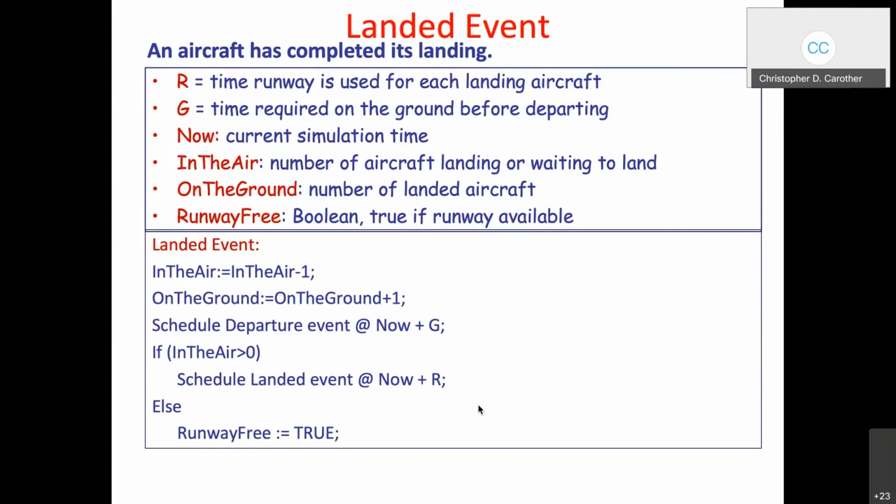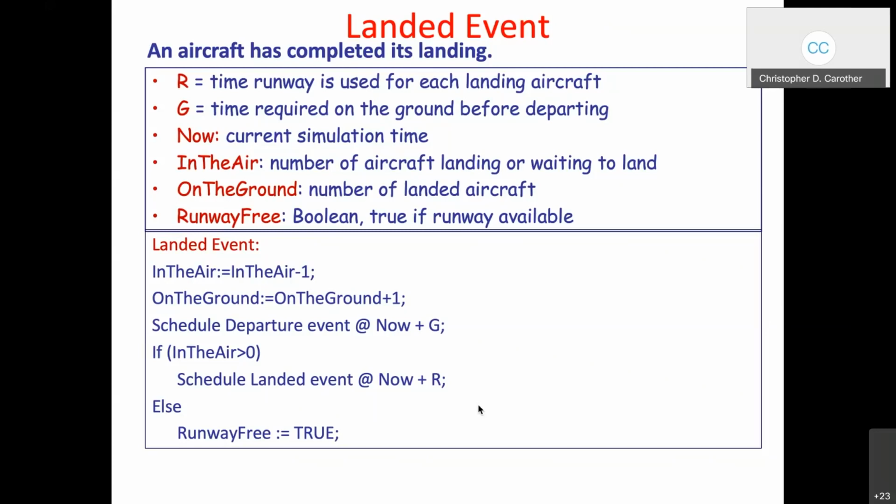Then here's where we actually schedule the next landing event, you'll note. So if in the air is greater than 0, we'll schedule the landing event at time now plus r. So we know that the runway is still going to be busy, but we're going to hold it busy if there's something else in the air to come down. And so that's what that logic's doing there. We're scheduling it for now plus r.